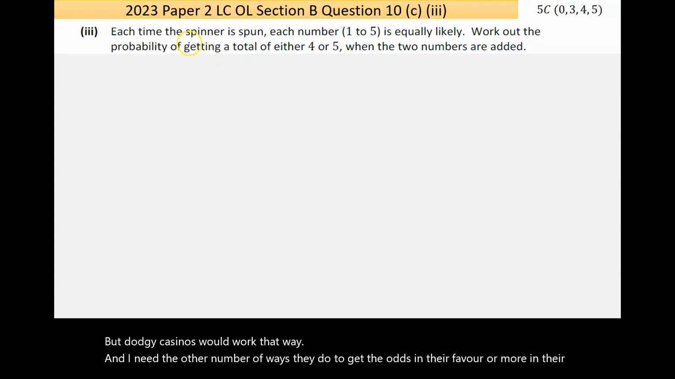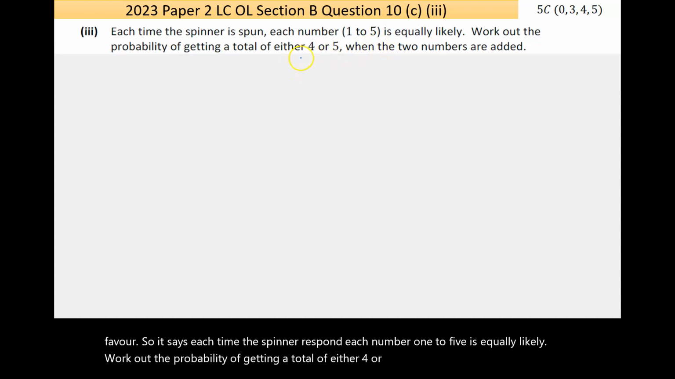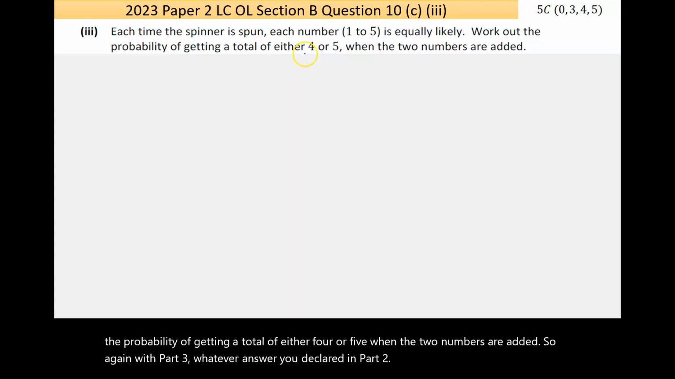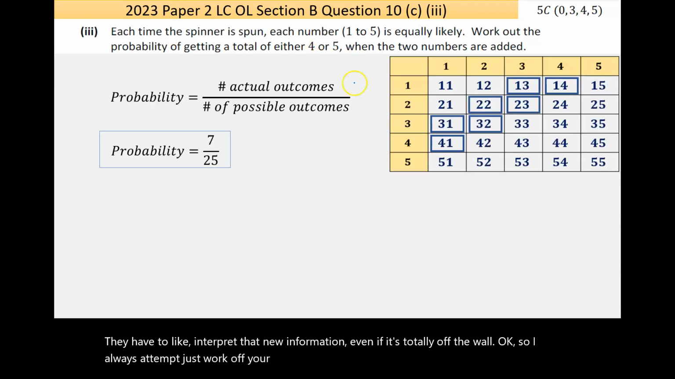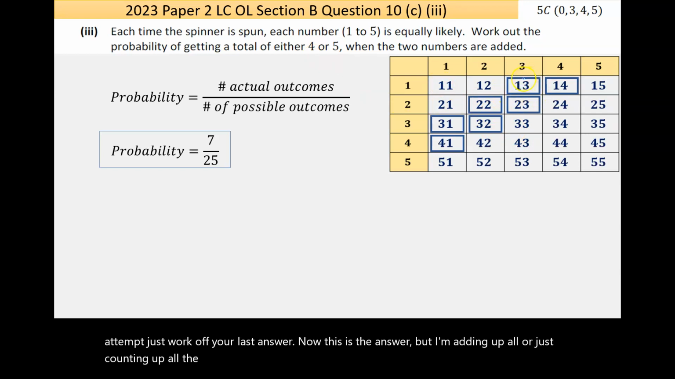So it says each time the spinner is spun, each number 1 to 5 is equally likely. Work out the probability of getting a total of either 4 or 5 when the two numbers are added. So again with part 3, whatever answer you declared in part 2, they have to interpret that new information, even if it's totally off the wall. So I always attempt, just work off your last answer. Now this is the answer, but I'm adding up, or just counting up, all the ones that add to give 4 or 5.